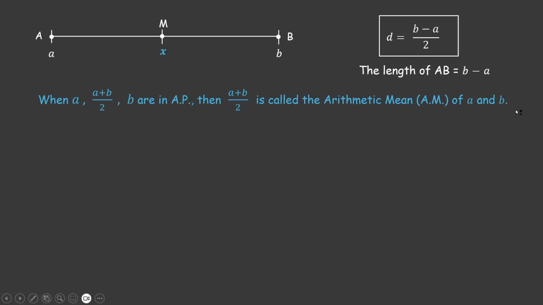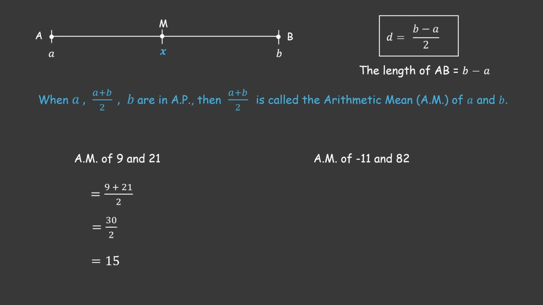Let us find the arithmetic mean of two numbers, 9 and 21. It's given by (9 + 21)/2. That's 30/2, which is equal to 15. Let us take one more example. We find the AM of negative 11 and 82. So it is (-11 + 82) divided by 2. 71/2, that's equal to 35.5.